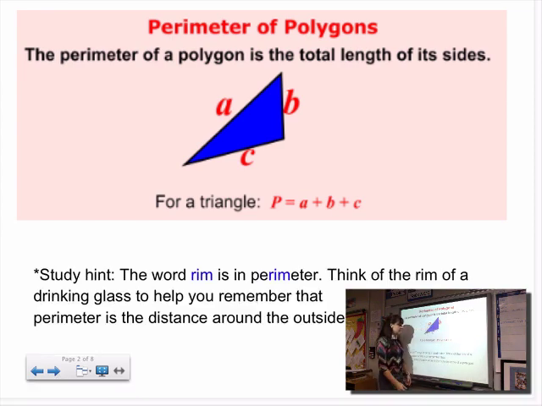Another thing, a study tip that helps me, is thinking that the word rim is in perimeter. You can see that here. The reason why associating rim with perimeter helps me remember that the perimeter is the outside distance is because I think of the rim of a drinking glass. I think of the outside edge of the drinking glass that I bring to my mouth when I take a sip of my drink. And that helps me remember that perimeter is the outside distance of a polygon.